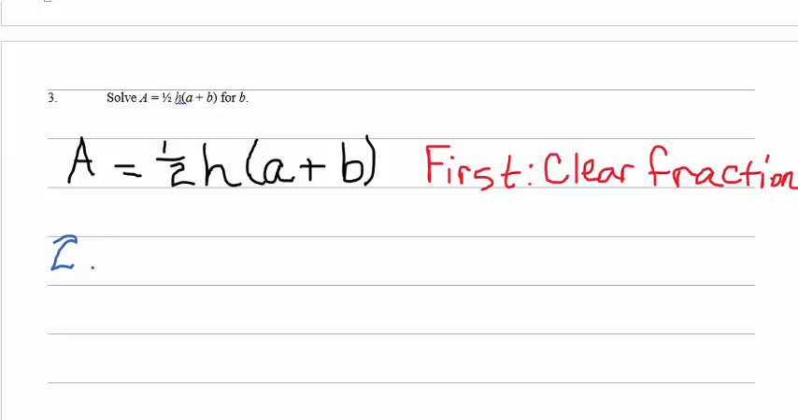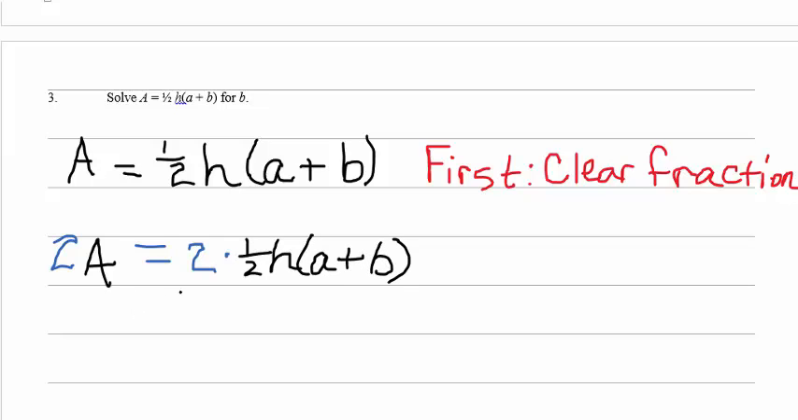So I multiply A times 2 on the left. I multiply 2 times 1/2 H times the sum a plus b. So the thing to note here is that on this right side, the 2 in the denominator divides one time into the 2 that was my multiplier. So I now don't have any fractions, and I have 2A equals h times a plus b. Keep in mind you're solving for b.